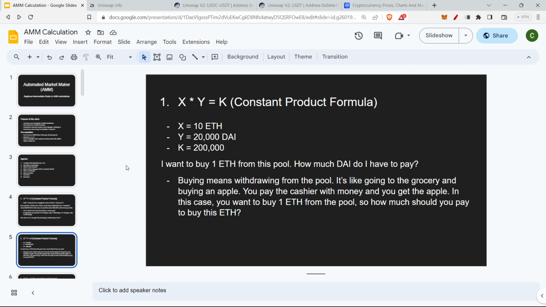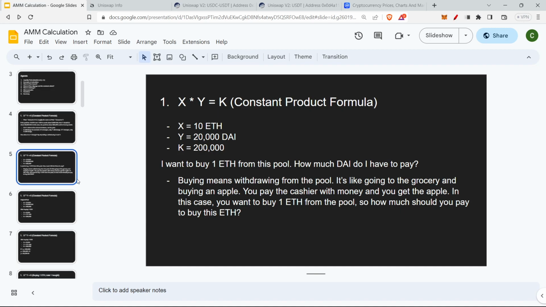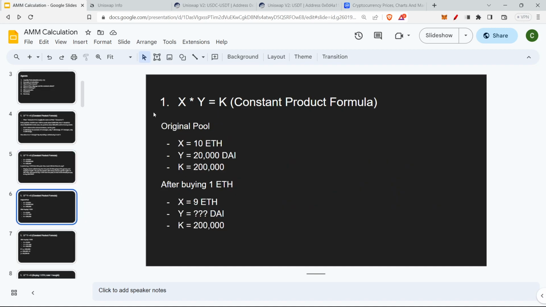So it's like going to the grocery store and buying an apple. You pay the cashier with money and you get the apple. In this case, you want to buy 1 ETH from this pool, so you are taking out 1 ETH from this pool. So if you want to take out 1 ETH from this pool, how much DAI do you have to pay for this 1 ETH?